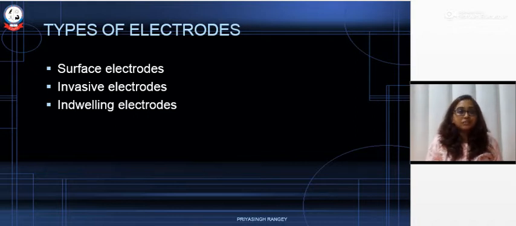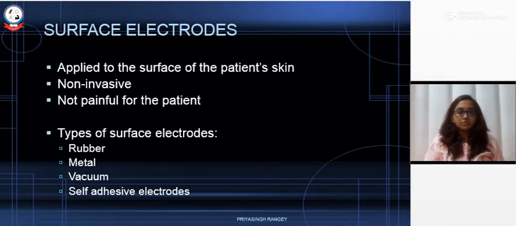So the different types of electrodes are surface electrodes, invasive electrodes and implantable electrodes. Beginning with surface electrodes. Surface electrodes, like the name suggests, are electrodes that are applied to the surface of the patient's skin. They are non-invasive and hence they are not painful for the patient. There are different types of surface electrodes that we usually use in physiotherapy. These are rubber electrodes, vacuum electrodes, metal electrodes or self-adhesive electrodes.